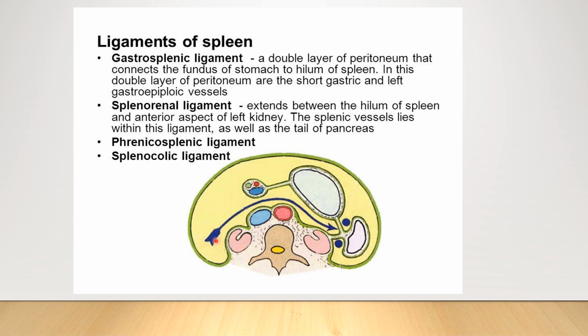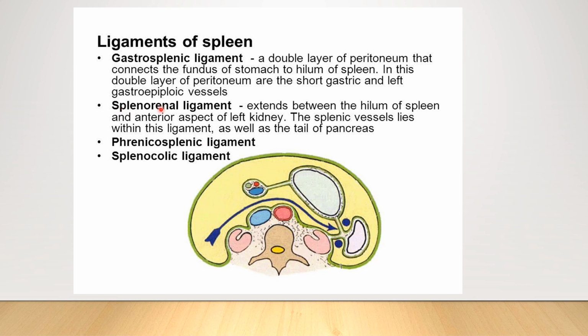So you see, this is the transverse section, showing you the stomach and the spleen. This is the left kidney and the right kidney, and you see there is a double layer fold of peritoneum between this stomach and the spleen. So this one is the Gastrosplenic ligament connecting the stomach with the spleen, and it contains the short gastric vessels and the left gastroepiploic vessels. So this is Gastrosplenic ligament.